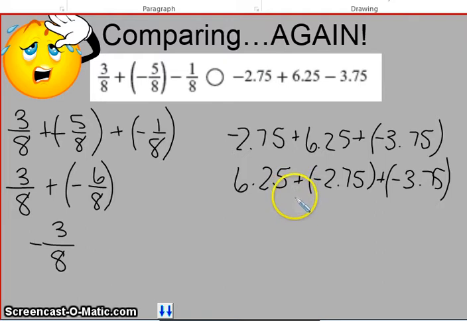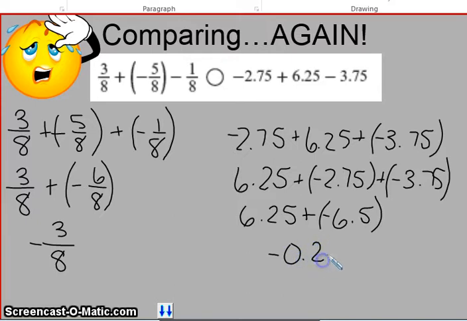Now I want to combine my terms with like signs. 6.25 is my only positive, plus 2.75 plus 3.75 is 6.5, so this is a negative 6.5. And finally, I'll combine my terms with opposite signs. So 6.25 plus negative 6.5 gives me negative 0.25.